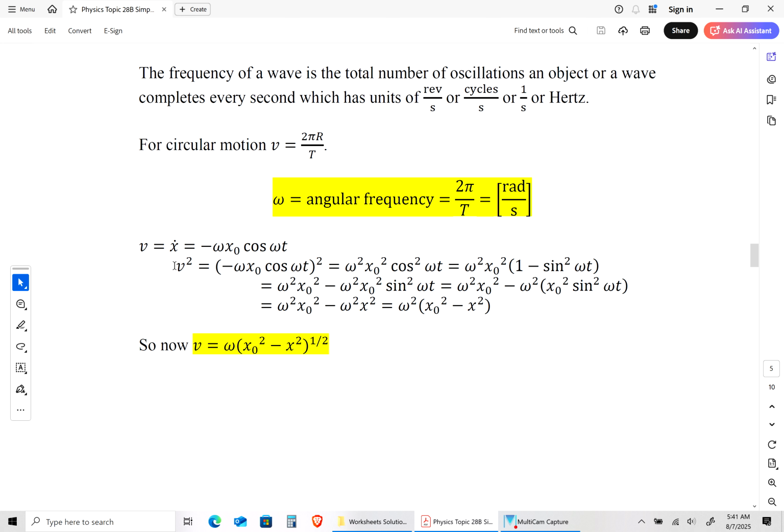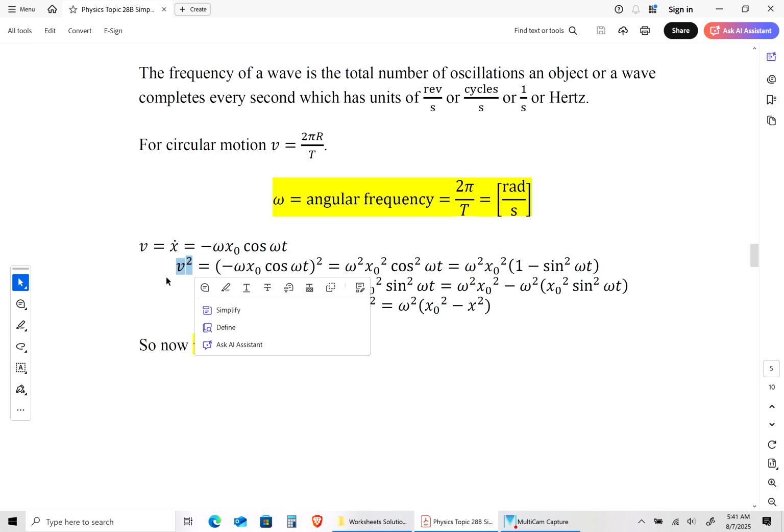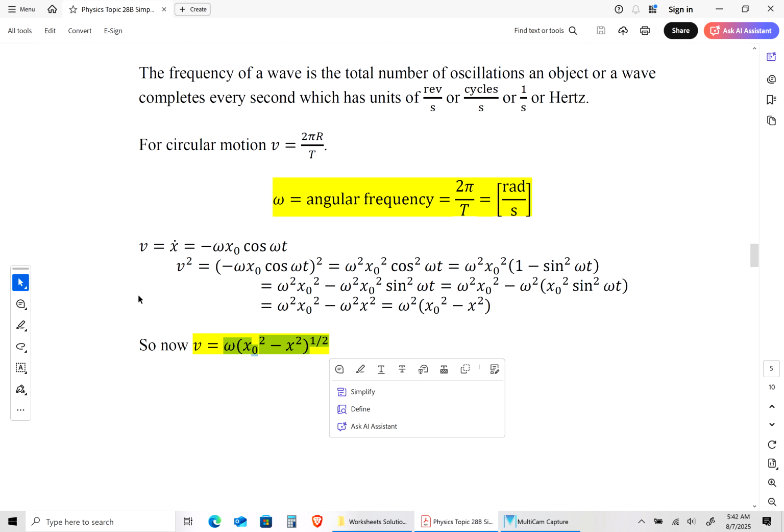So we could take the derivative here. So v squared, we could take the square root of this. V squared becomes v. And omega squared times x 0 squared minus x squared becomes this here.